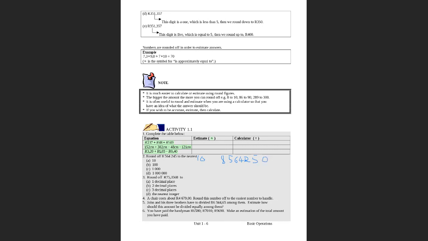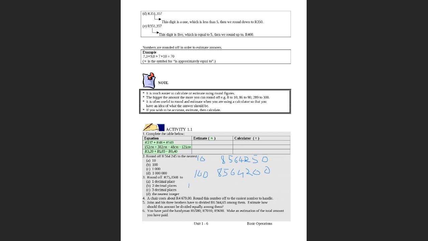The nearest 10. Now, the nearest 100. This is the nearest 100. So it's going to be 8, 6, 4, 2. This time I'm not going to add 1 to the 2, because the 4 is less than 5. It will just be 200.